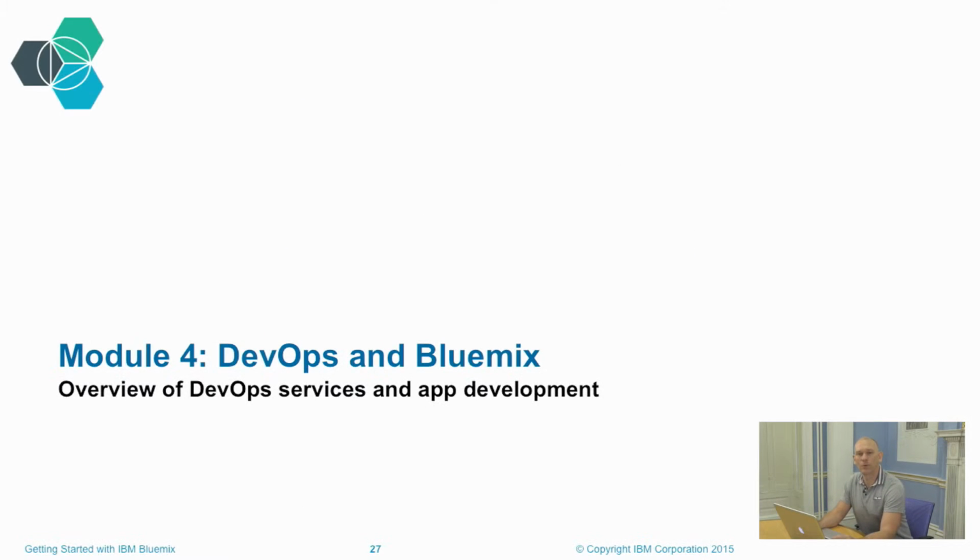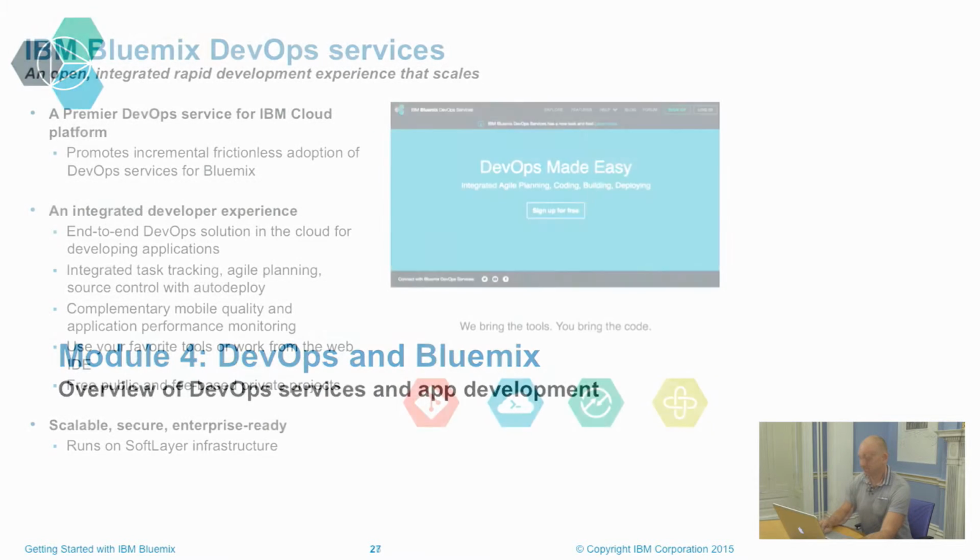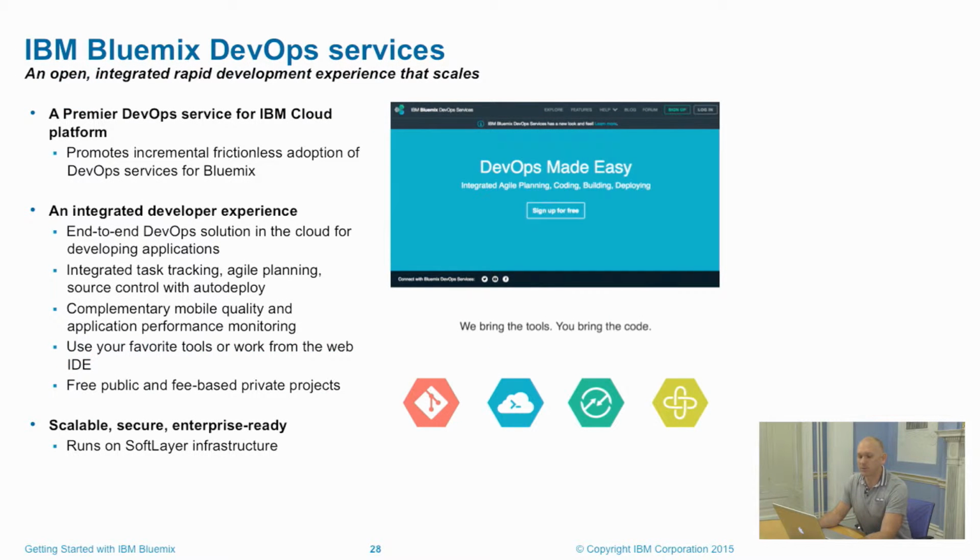In Module 4, we're going to look at a sister site to Bluemix, which is the IBM Bluemix DevOps Services site. This is an environment where you can do your planning and development and testing all online without having to have anything installed on a workstation. So Bluemix DevOps Services is an open platform to allow a developer to create an application. It's integrated with the main Bluemix site and it gives you an end-to-end DevOps solution.